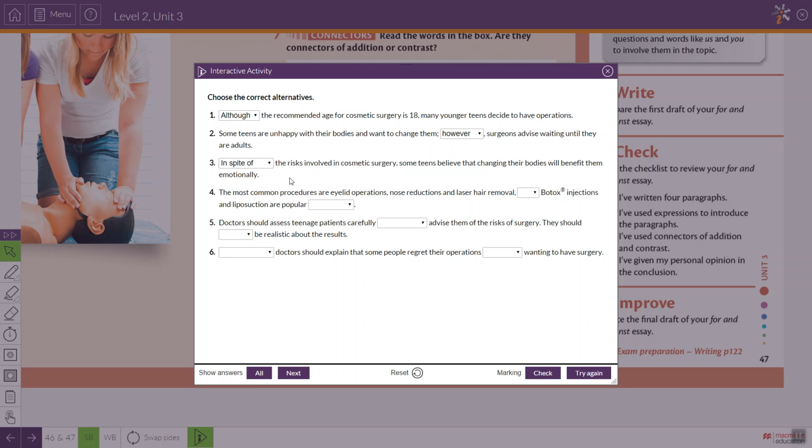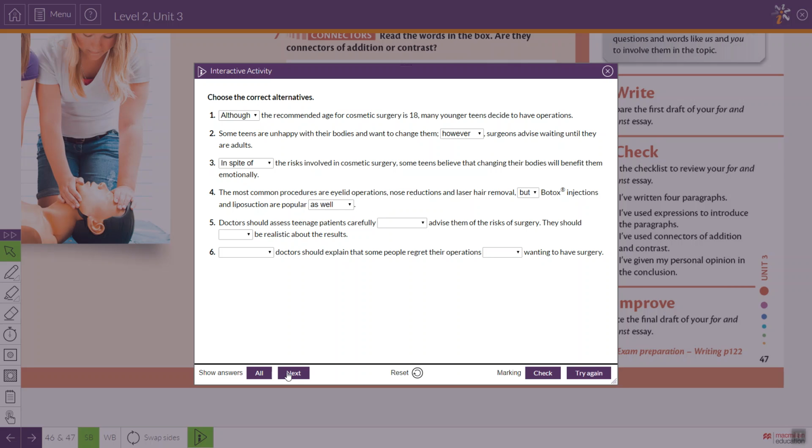Okay, so in the example that I gave you before, despite my tiredness, I played the match. All right. Okay. The most common procedures are eyelid operations, nose reductions, and laser hair removal. Botox injections and liposuction are popular. All right, so let's have a look. But Botox injections and liposuction are popular as well.